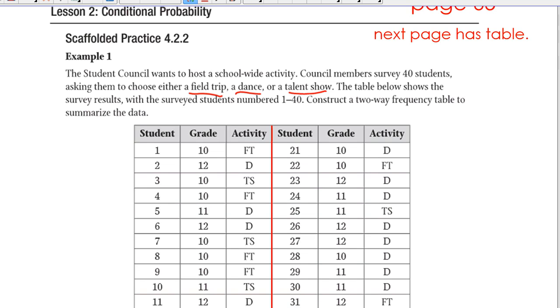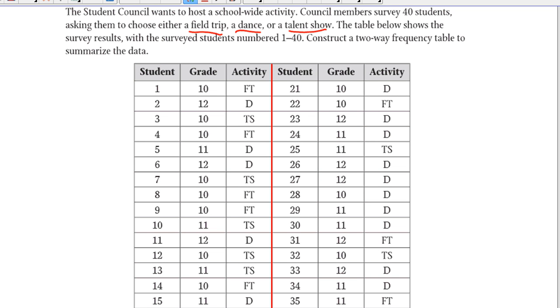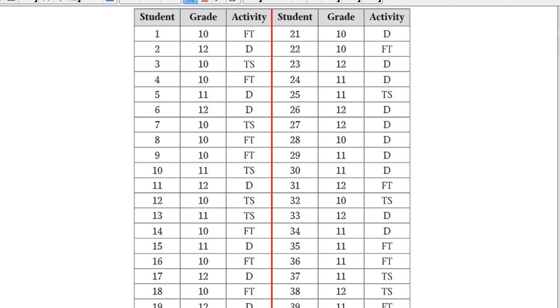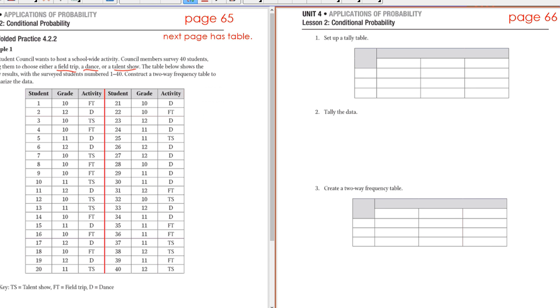So if you notice, I just put a red line down here because it's all the data. They just put it into 2 columns. You don't read it all the way across. So student number 1 is a 10th grader, and they preferred field trip. Student number 2 is a 12th grader. They preferred the dance, etc., etc. Okay, and through 40. So what they're asking us to do, I'm going to do 2 pages at once here.